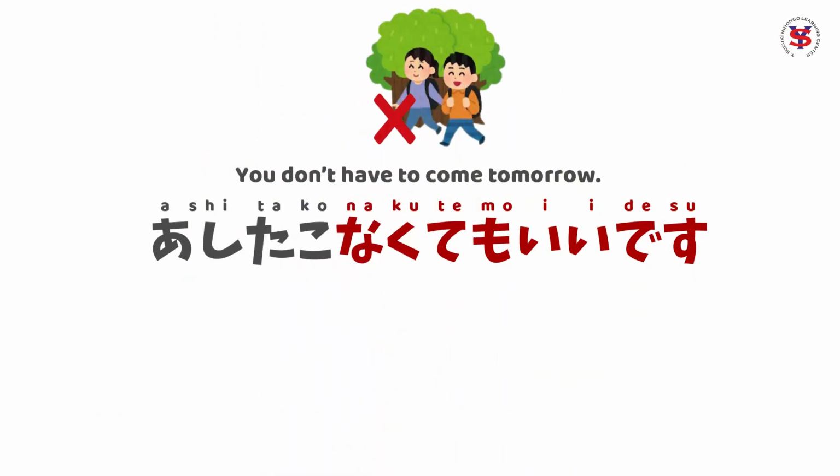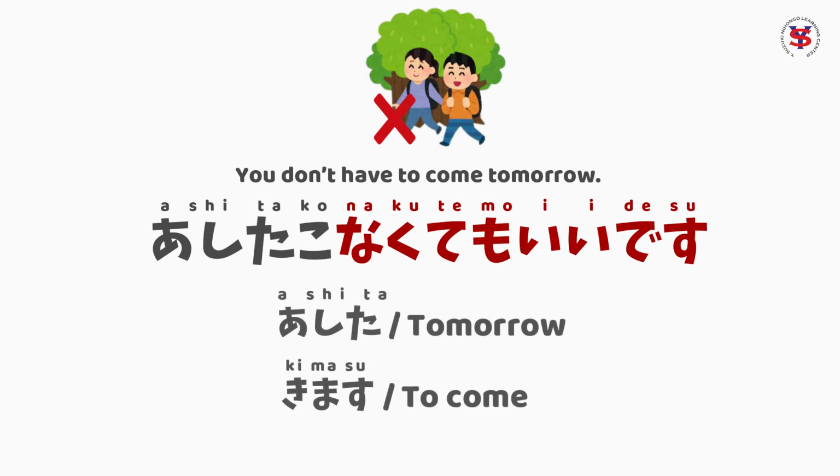Or baka may guest dapat tayo na papunta sa bahay natin bukas pero nagkaroon ng emergency kaya hindi na natin siya papuntahin bukas, right? We say, ashita konakutemo ii desu. You don't have to come tomorrow. So tomorrow in Japanese is ashita, and to come is kimasu.